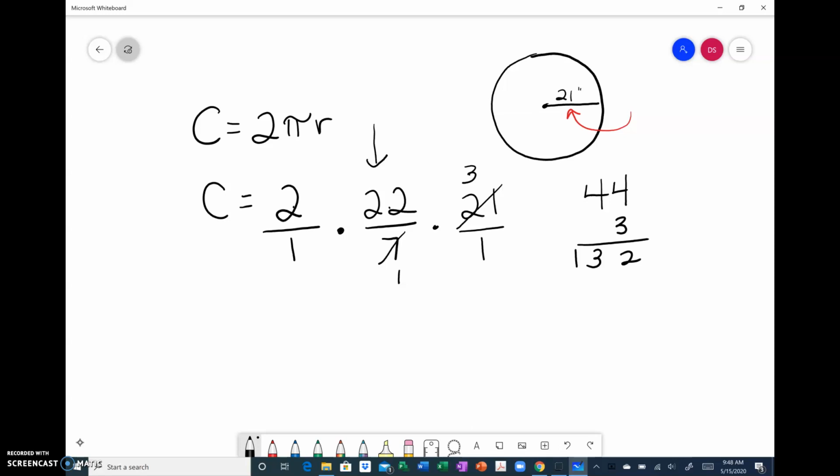Okay, so that's an example of when you might want to use 22/7. All right, my recommendation now is to pause the video and then work 1 through 3 at the bottom of 608 and then come back to see if you did them correctly.